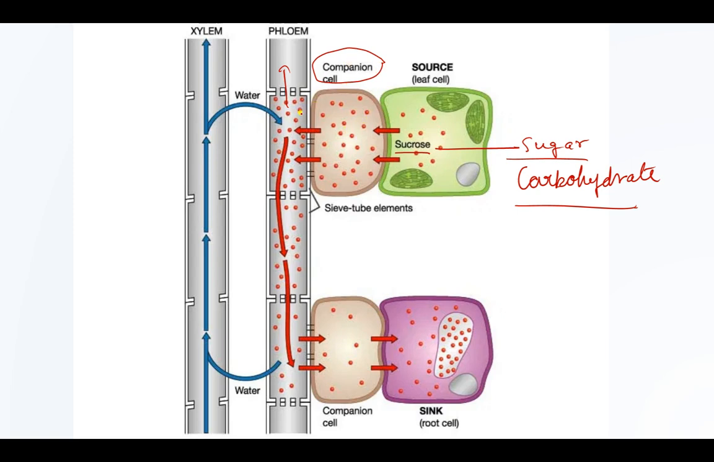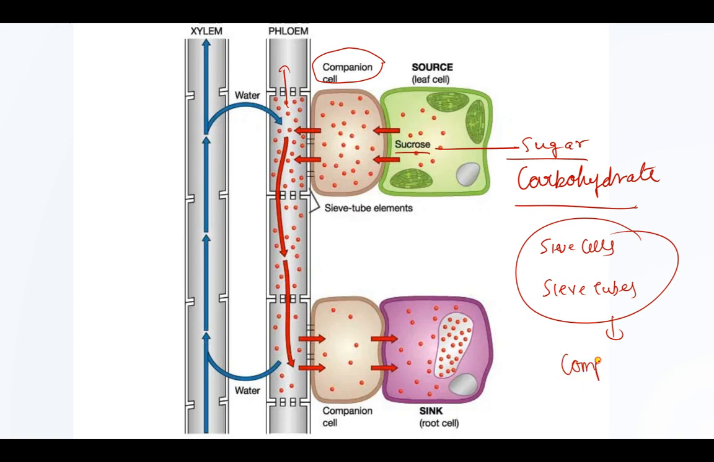And apart from companion cells, who performs the transportation of food in the phloem? Two things: sieve cells and sieve tubes. And to support them, we have companion cells. These three come together and transport the food. I hope this is clear to you. So we have finished plant tissues today. Right, the chapter is about tissues.